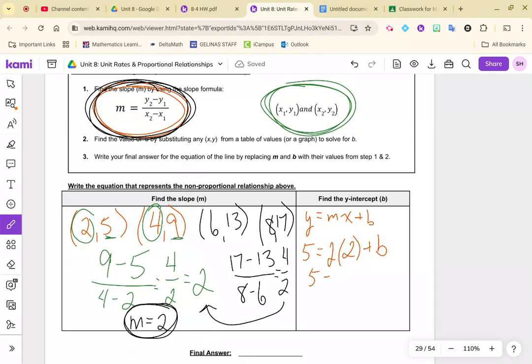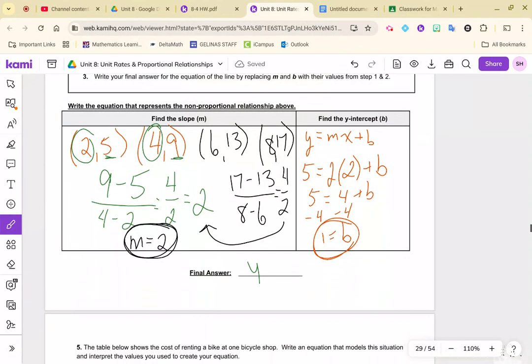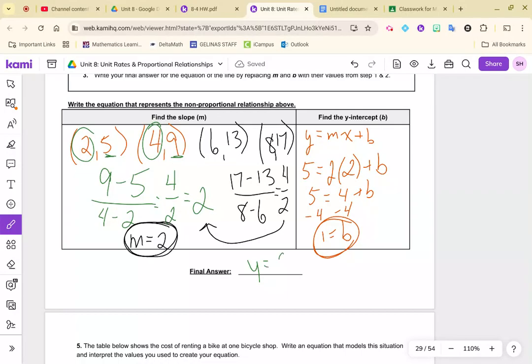And so I can solve for this by doing the m times the x, which gives me 4. And I now solve for b by subtracting 4 from both sides, and I now know that b equals 1. And if I put these two pieces of information together, y equals mx plus b is now y equals 2x plus 1.